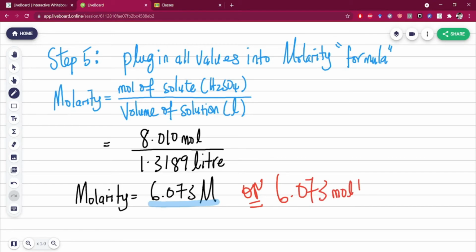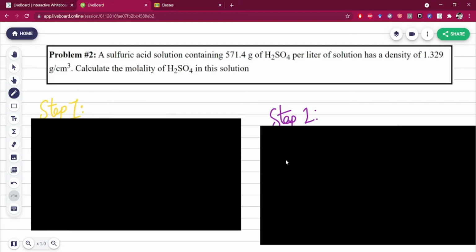6.073 mole per liter. That should be fine as well. So you'll get one mark for that. Now, let's have a look at the second problem.